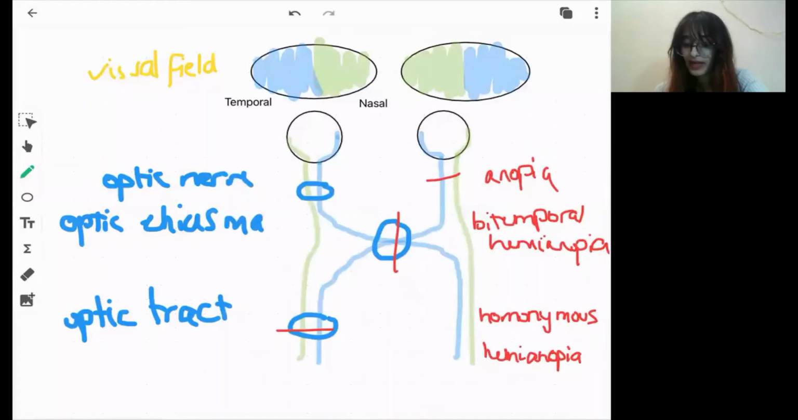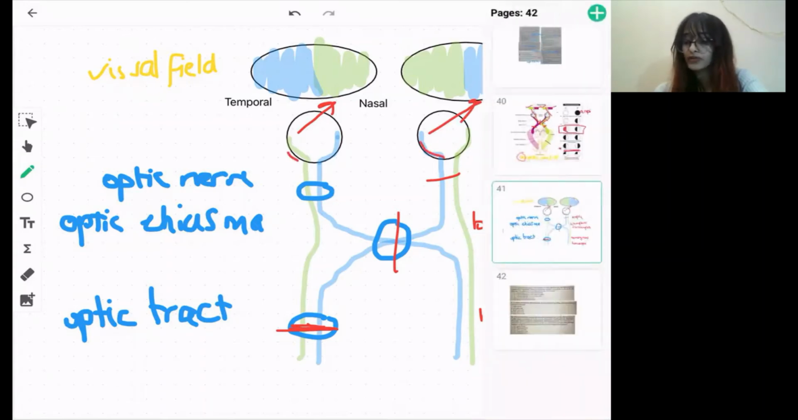So again, optic tract homonymous. Why? Because if this optic tract is damaged, there will be a visual defect in the right visual field or left half of the retina. So let's move on to that question.